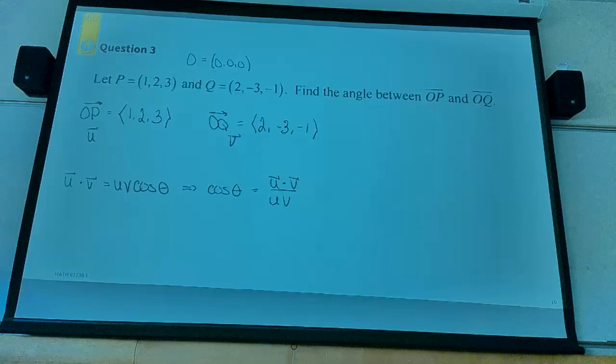There's your formula for the angle between two vectors. Cosine theta is U dot V over the magnitude of U times the magnitude of V. Since theta is between 0 and pi, can we safely take the inverse cosine? Yes. The range of the inverse cosine is 0 to pi.